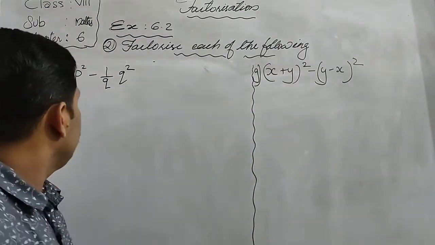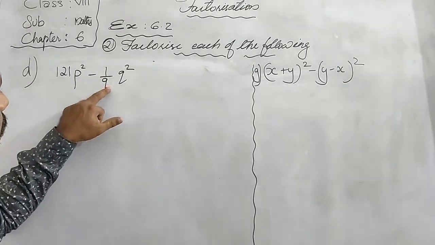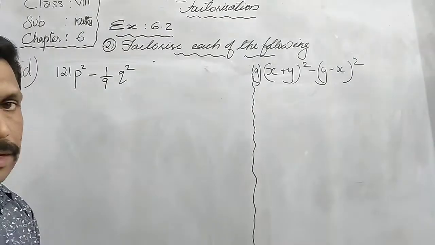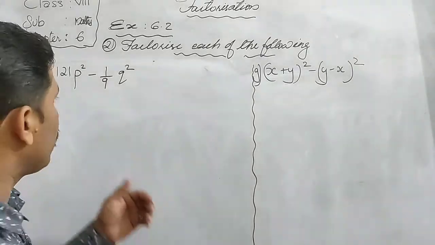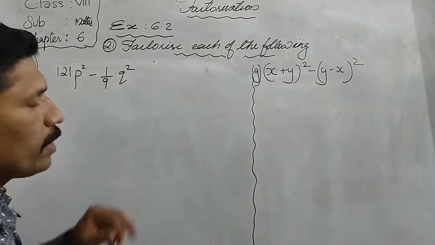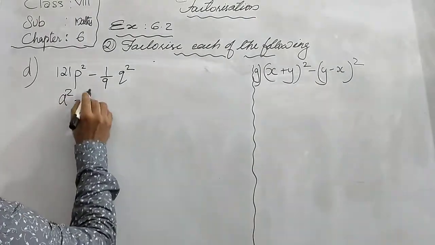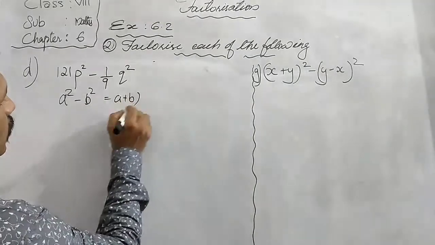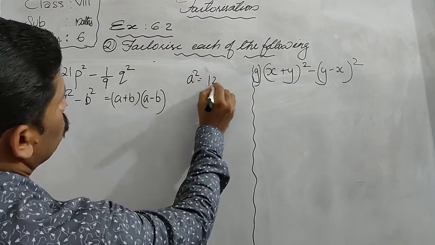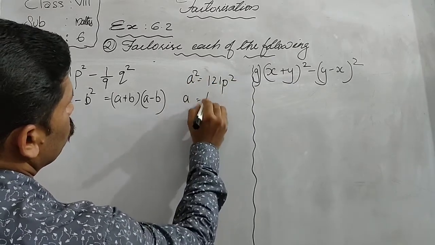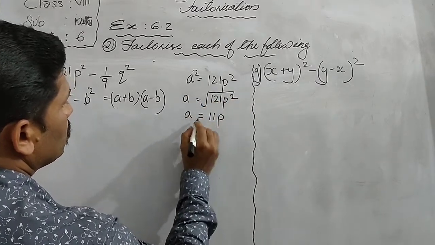Now question D, 121 p square minus 1 upon 9q square. Here also it is in the form of a square minus b square. These are square numbers. 121 is the square of 11 and 9 is the square of 3. So they are square numbers. So here we use the identity a square minus b square is equal to a plus b into a minus b. That's the identity. So a square means it is 121 p square. Therefore a is equal to root of 121 p square, that is equal to 11p. So a is equal to 11p.